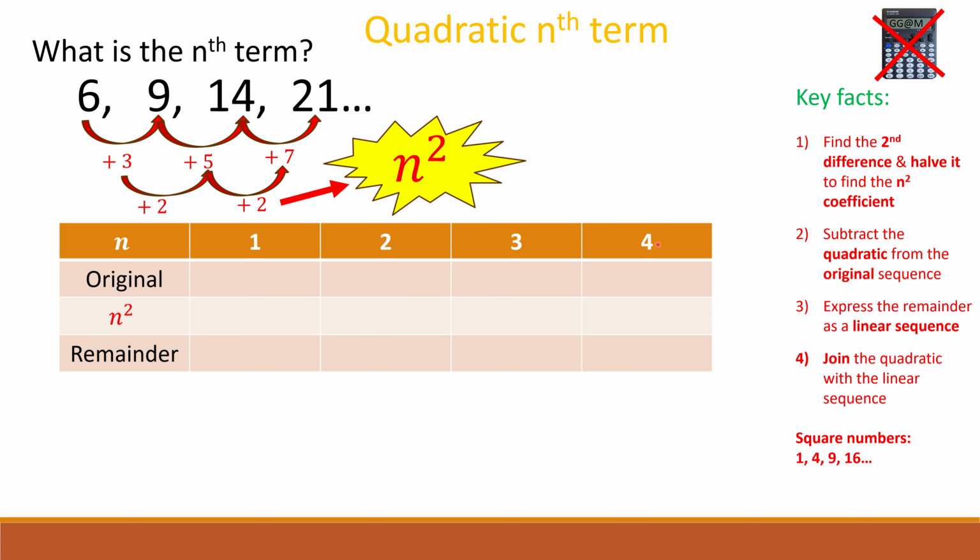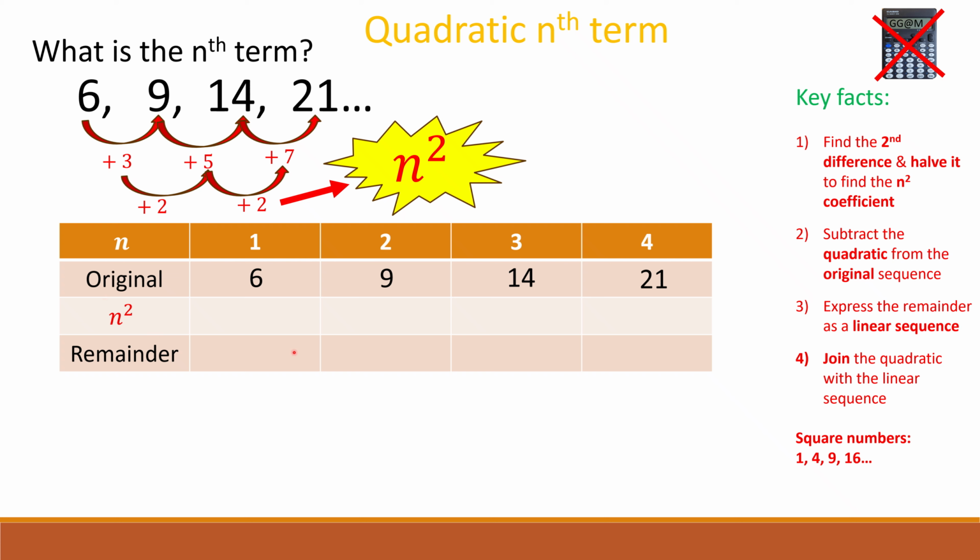Now to find the nth term, the easiest way is to draw yourself out a little table. So you've got the term number, which is n, so you've got the numbers 1, 2, 3, 4, which are these numbers up here. First term, second term, third term, fourth term. We write down the original sequence, which is written here. And then I'm going to work out n squared. Now, n squared are my square numbers.